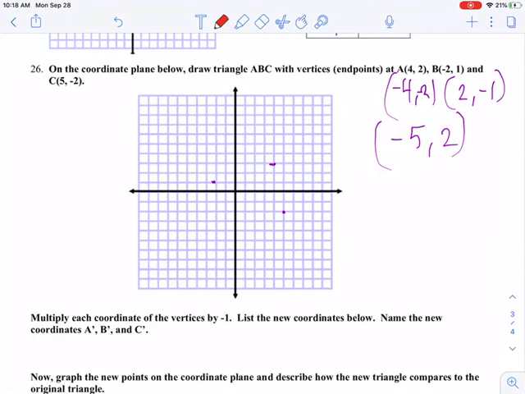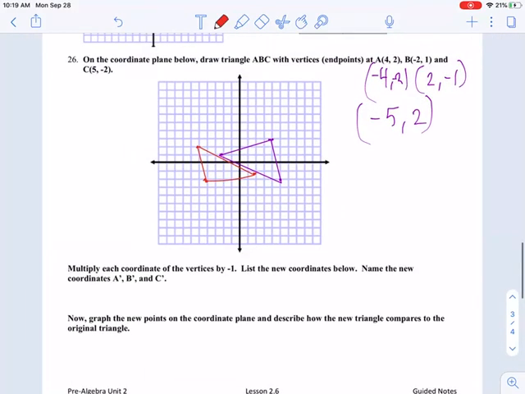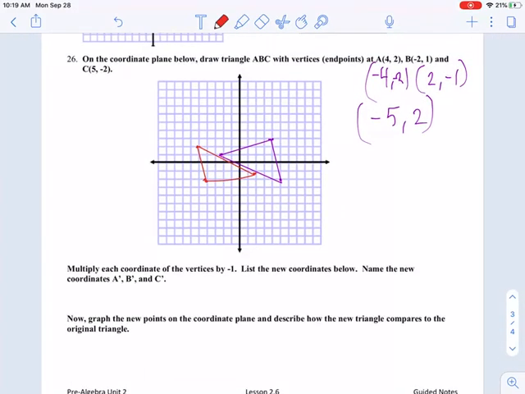So -4, maybe I should connect these first, so we can see the difference in the triangles once we make both of them. So -4, -2, 2, -1, and -5, +2. Okay, and then you can compare them. What do they look like? What happened to them?